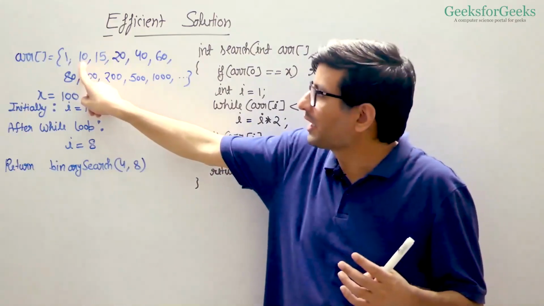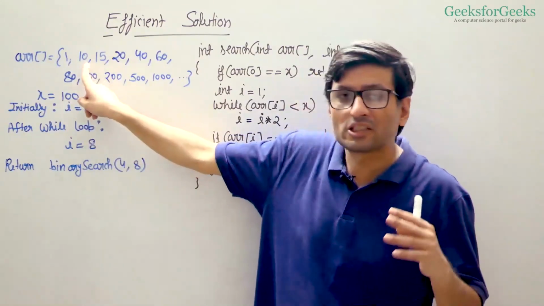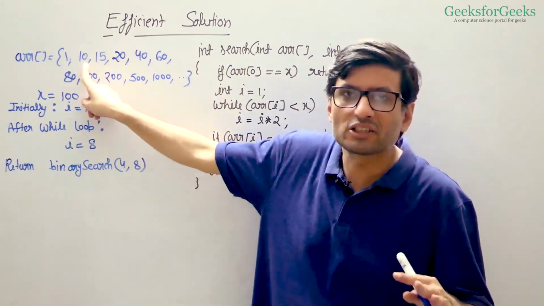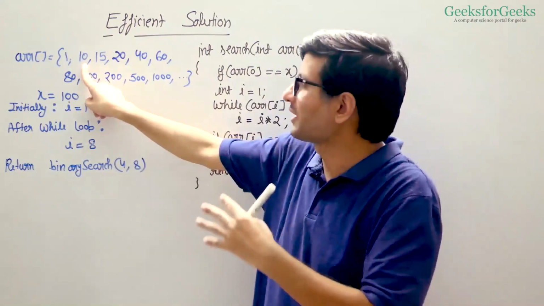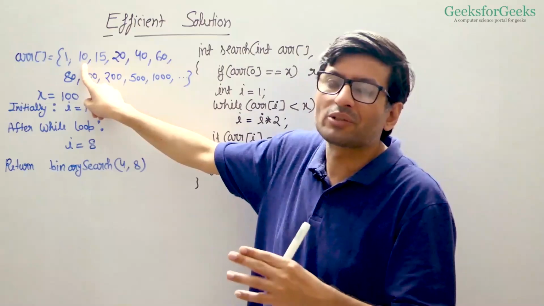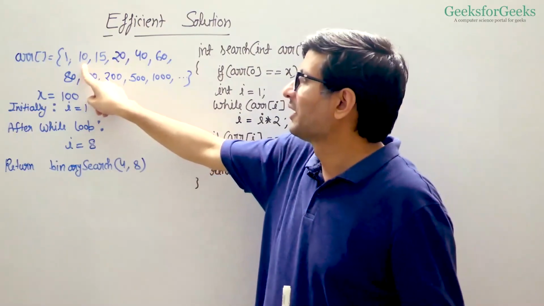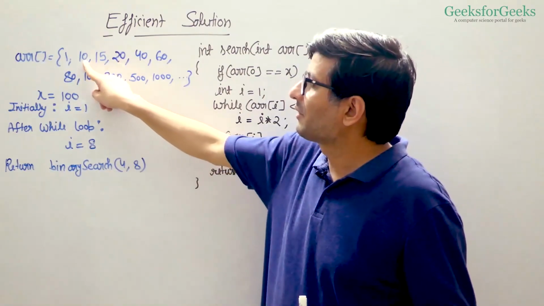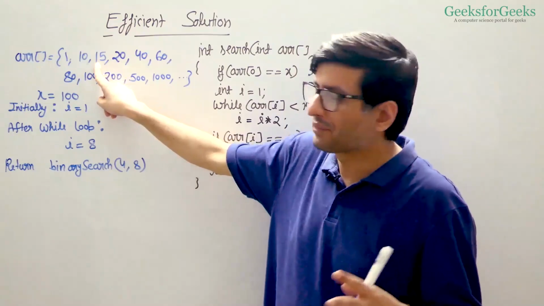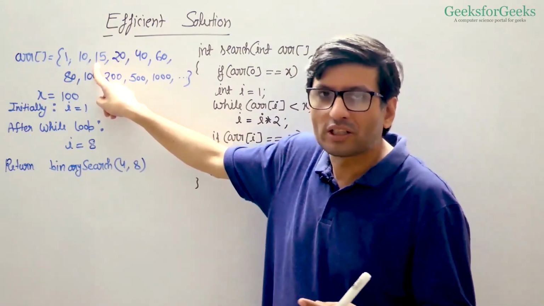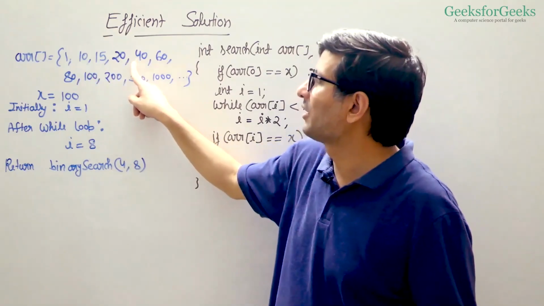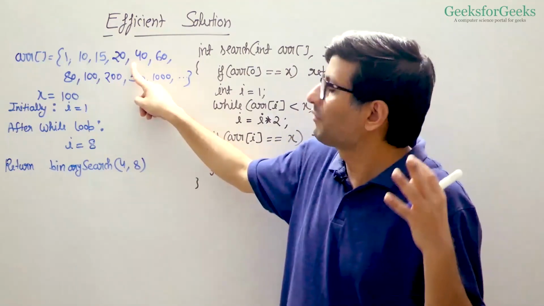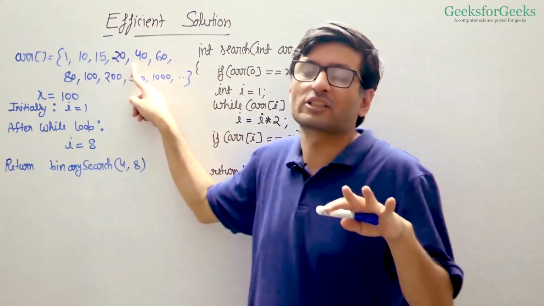So what I'll do is compare 100 with 10. It's smaller than 100, right? 10 is smaller than 100. So I know that 100 must be present somewhere on the right side. Instead of linearly going to the right side, I double the indexes. So I now go to index 1 into 2, which is 2, which is 15. 15 is again smaller than 100. So I'll again double the indexes and go to index 4, which is element 40. 40 is still smaller than 100.